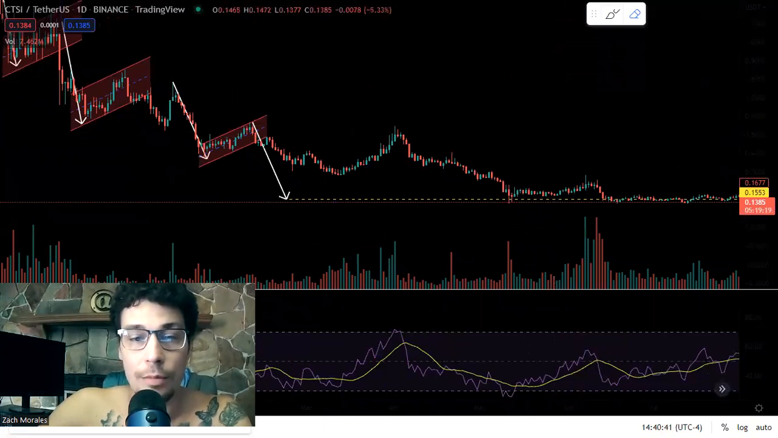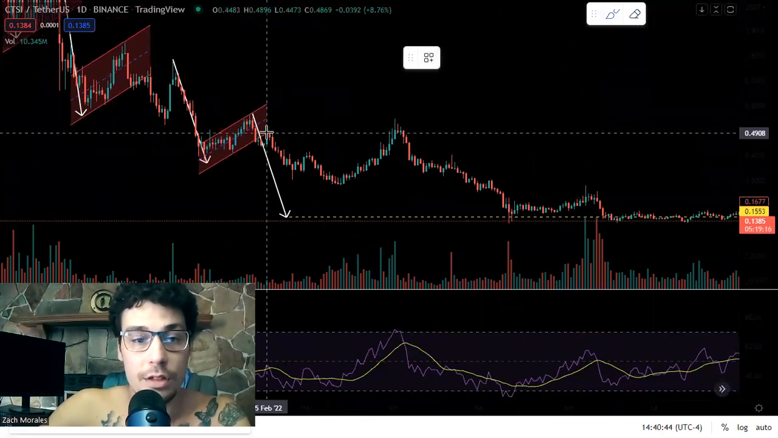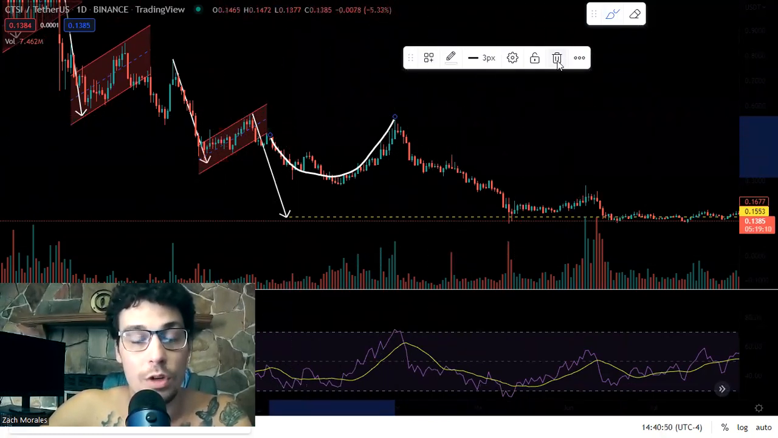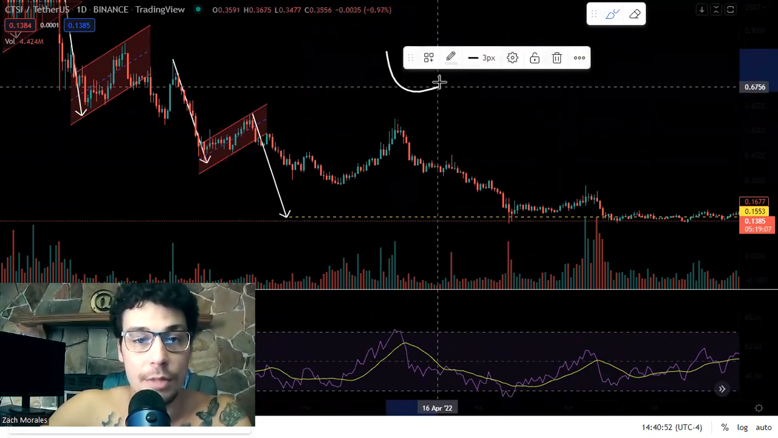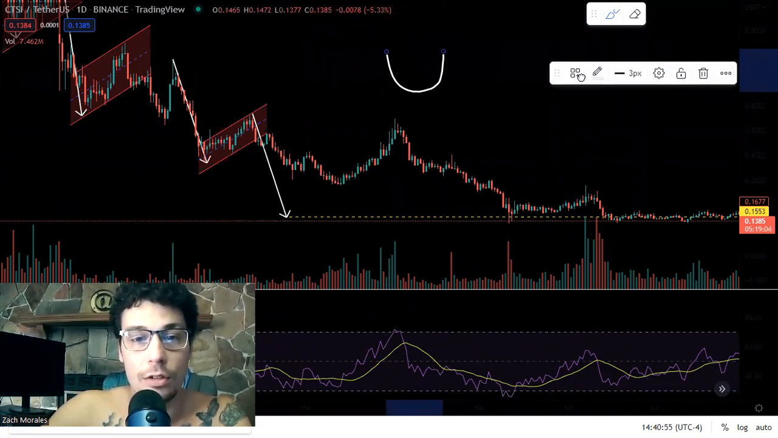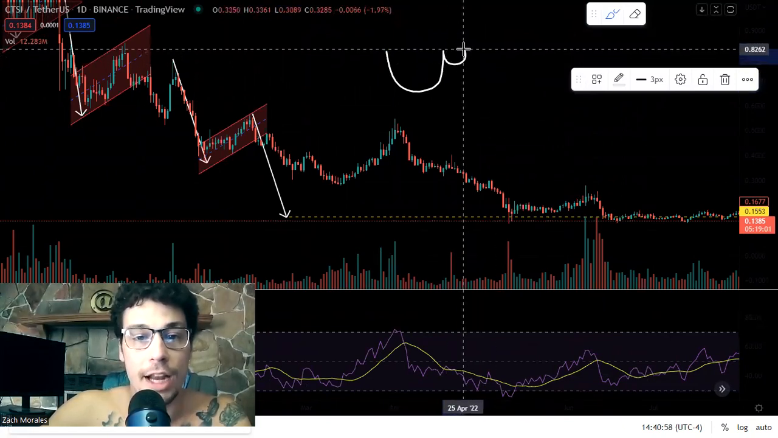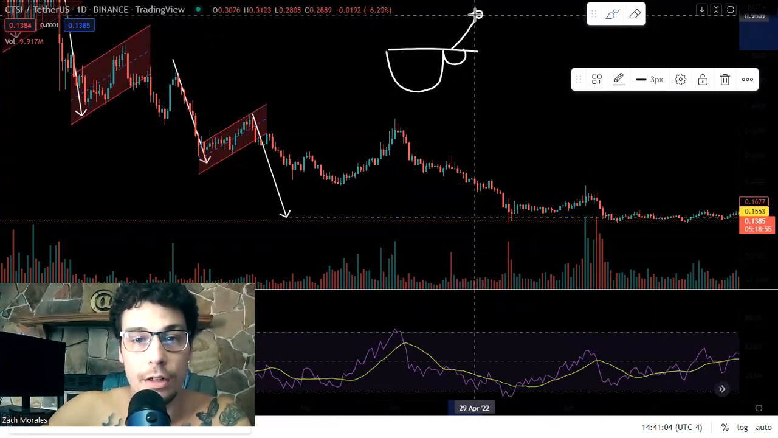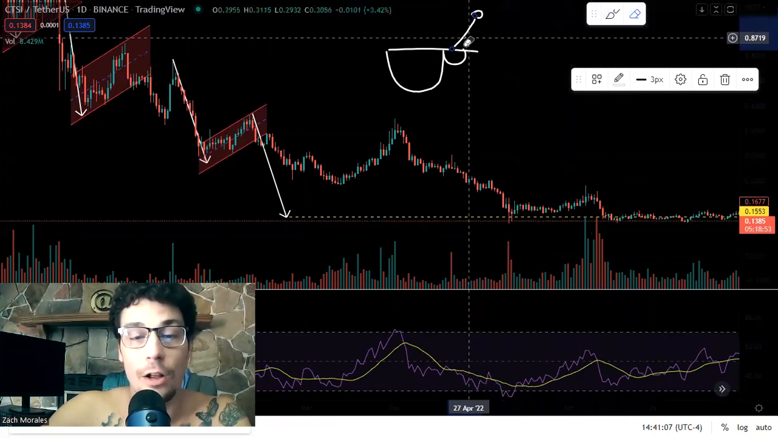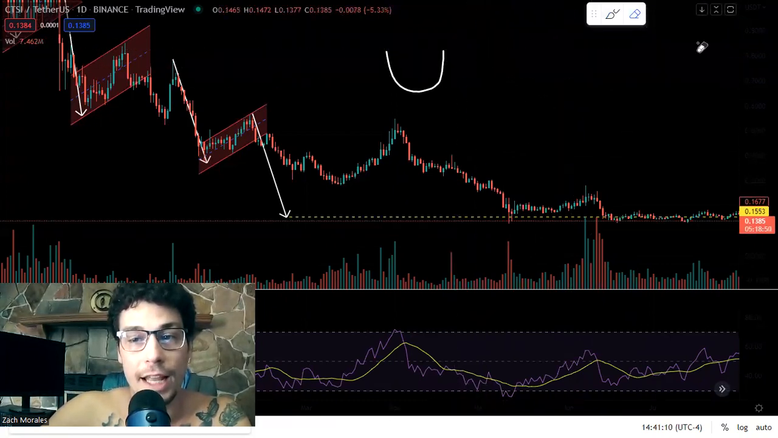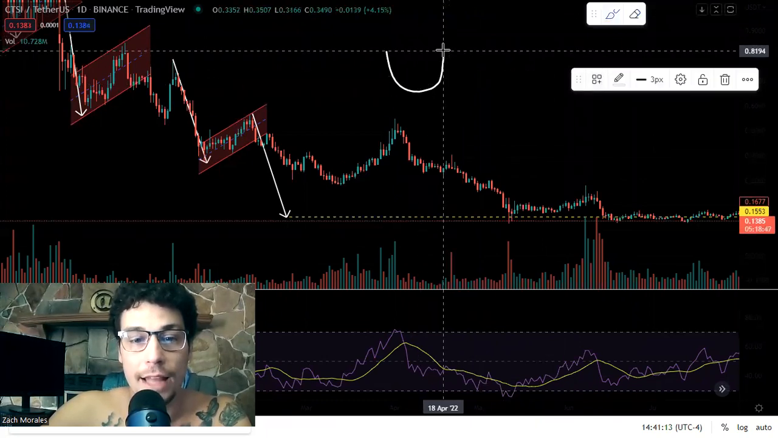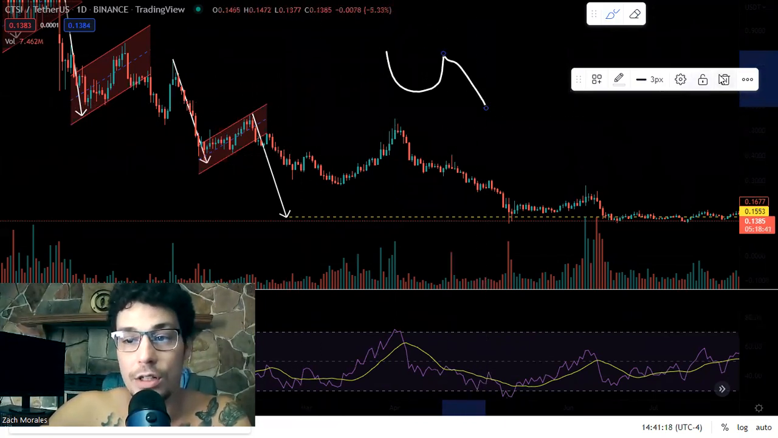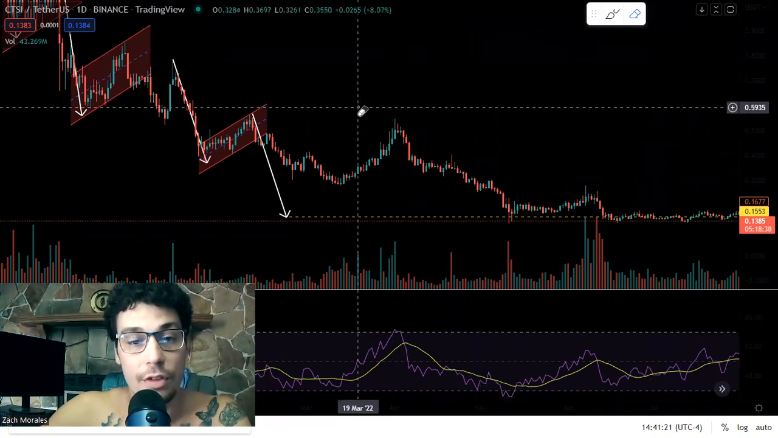One other thing specifically for CTSI that I want to point out is this is not a good pattern. This has not been a healthy pattern for CTSI, the cup. There is something known as a cup and handle, where you have your cup and your handle, this is your base, and then you get a breakout to the upside. It's a bullish pattern. But what CTSI has been doing is just forming a cup and then going back down. Instead of going down and making a handle, it goes like this. So be very cautious of that pattern if you see it, specifically on CTSI.